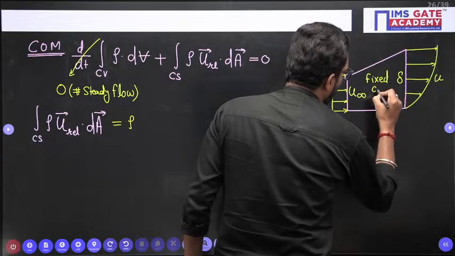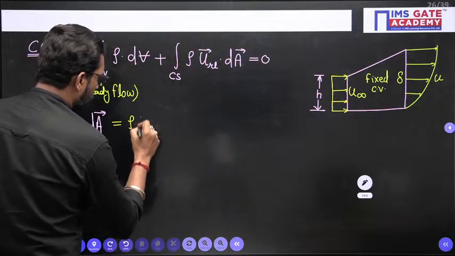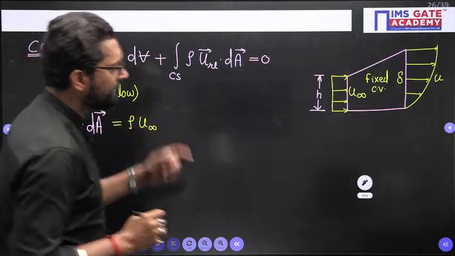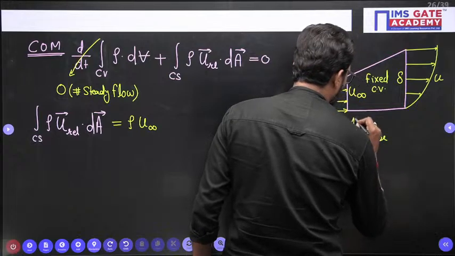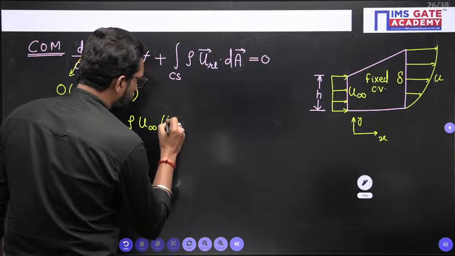Fixed control volume. It is not moving. So what is the entry velocity? U infinite. Clear? And this U infinite, this is your x direction, and this is your y direction. So this is U infinite into i cap.